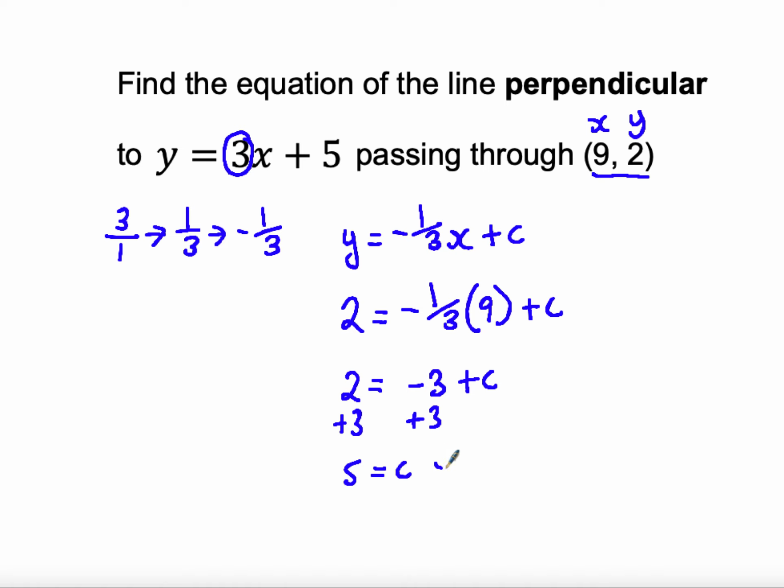And if c is 5, I can then put that straight back in to here. So the equation of the line that I'm after, perpendicular to y equals 3x plus 5, is y equals negative a third x plus 5. And I can even do that quick checking thing like we did before. A third of that's 3, negative a third of that is negative 3, and negative 3 add 5 gets me 2. Spot on.